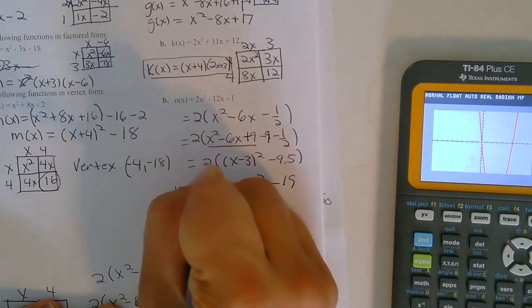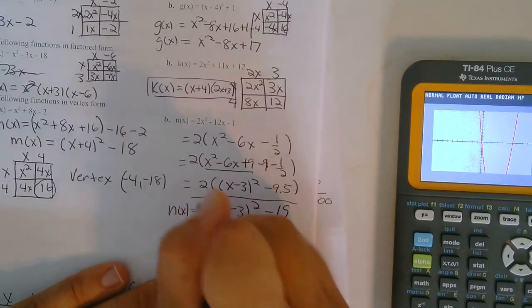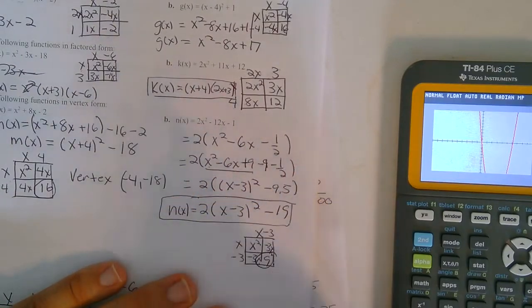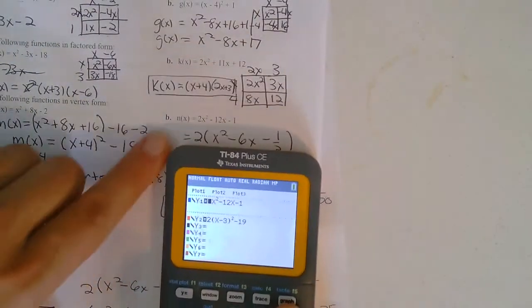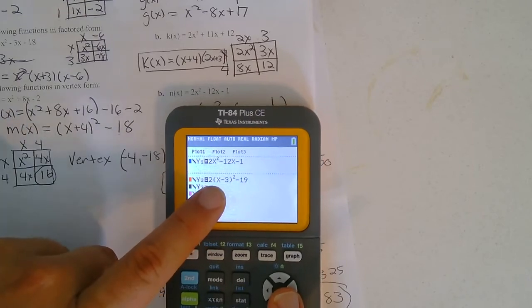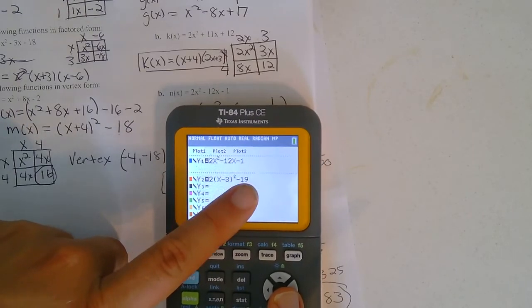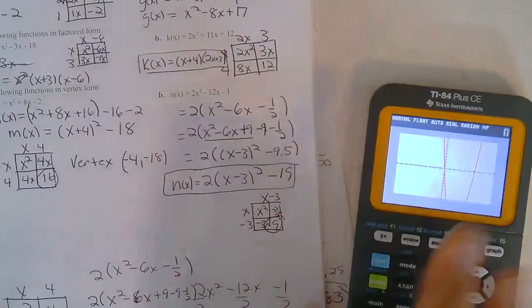So this is n of x equals, and this is quite a challenging one. So if you had difficulties with it, it is quite challenging. And then to just verify those are the same, I can put in 2x squared minus 12x minus 1, and 2 times x minus 3 squared minus 19, and then graph those, and they overlay and become the same equation.